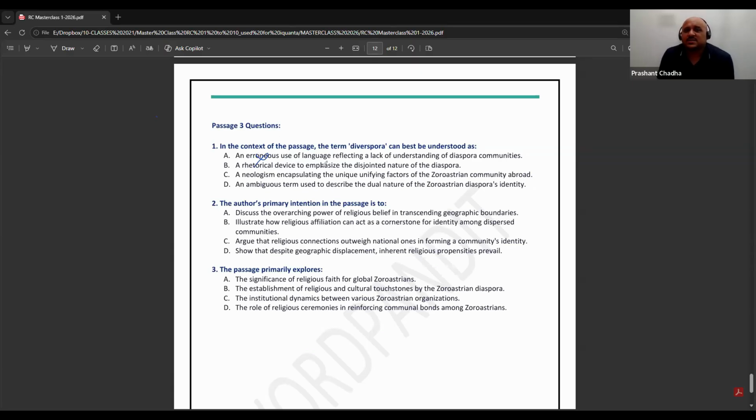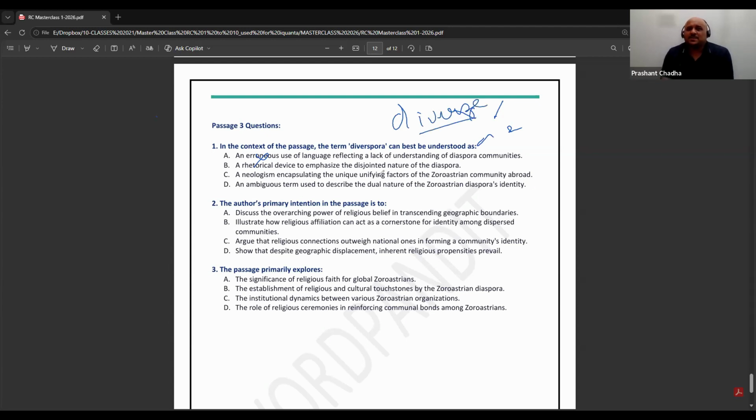A rhetorical device to emphasize the disjointed nature of the diaspora. A rhetorical device is one which is meant for impact. Is it meant to impact the disjointed nature, or is she trying to emphasize that they are spread far and wide? There is no disjointing. All these people are coming together. They are coming together from diverse places.